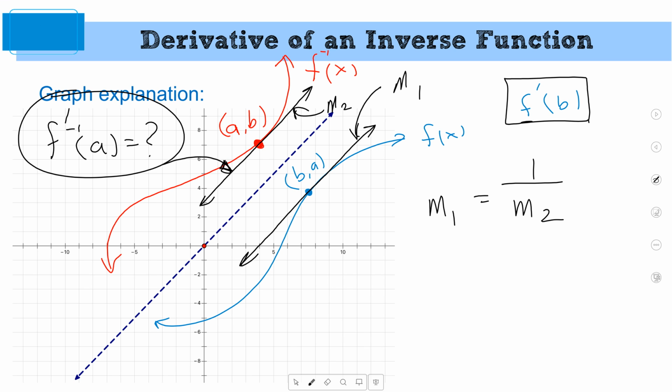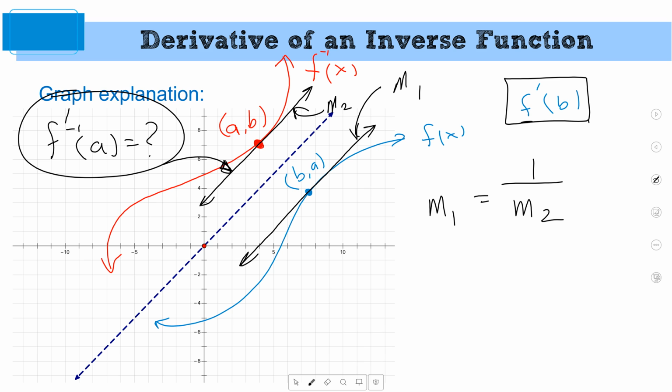Finding M1 should not be a big deal. Once I find M1, I'm good to go, because then all I need to do is just flip it over. It doesn't involve finding an inverse, doesn't involve remembering a formula, which I'll come back to in a second. It's just a matter of doing some straightforward, simple calculus. Now notice in my picture they look like they're parallel. That's just a fluke of the way I drew the picture.